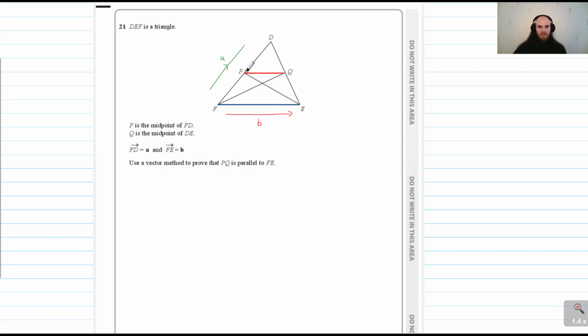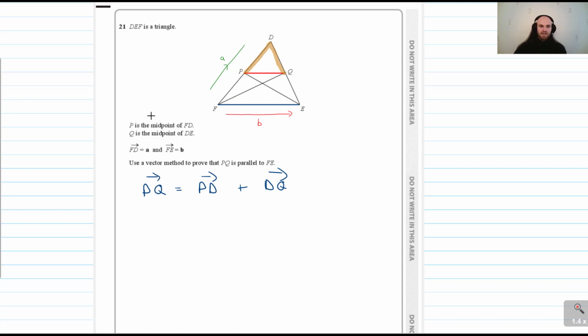So we need to find what P to Q is. There are other ways to get this, but a way to get to P to Q would be to go from P to D and then D to Q. So I'm just going to write that in now. P to Q is going to equal P to D plus D to Q.